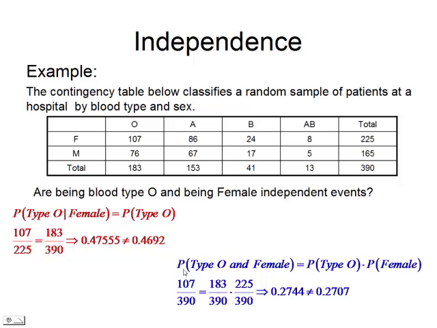Another way you could do this is look at the probability of type O and female, and it should equal the probability of type O times the probability of female. So we have 107 type O females out of 390, and it should equal the probability of a type O, which is 183 over 390, times the probability of a female, which is 225 over 390. Multiplying these two together, you can see they do not equal. So this is another way you could prove that they're independent or not.